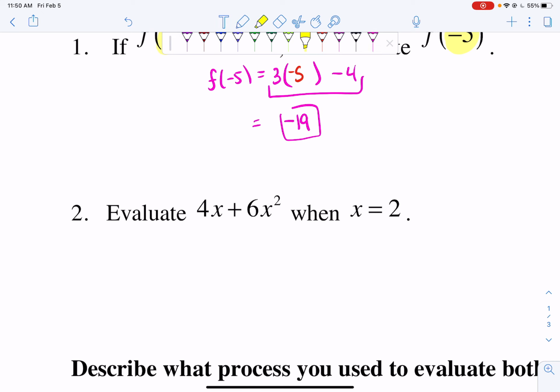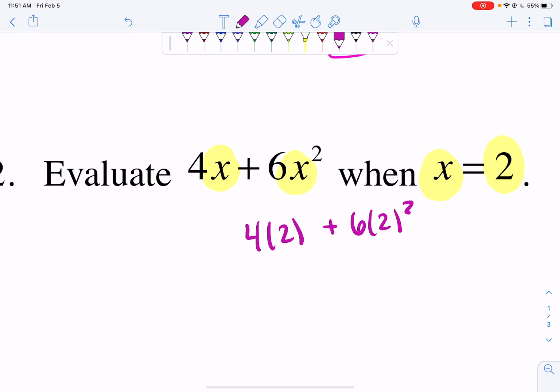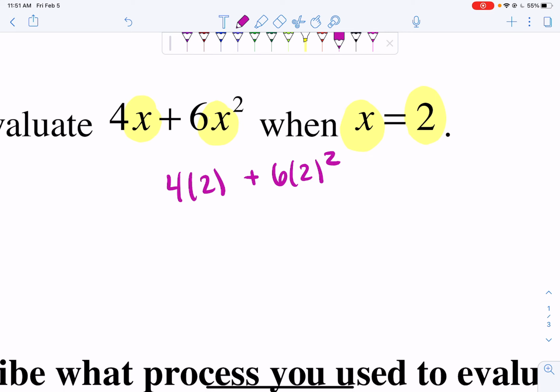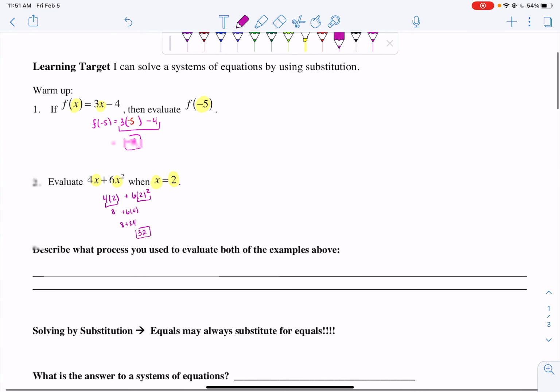When you do this one by yourself, you're just plugging in a 2 for x everywhere you see it. So I have 4 times 2 plus 6 times 2 squared. Again, you can just type this in your calculator and see what you get, or you can use the order of operations. When I do 4 times 2, I get 8. When I do 2 squared, I get 4, so I get to do 6 times 4. 6 times 4 is 24. And then 8 plus 24 is 32. And that's your final answer.